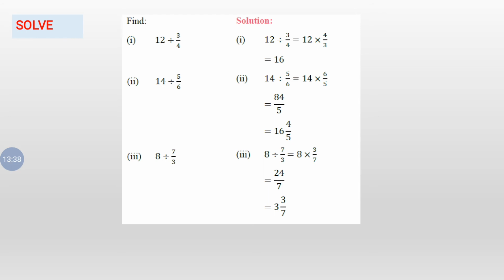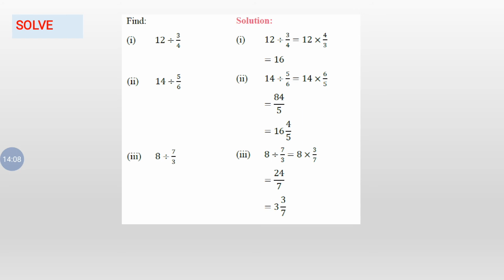14 divided by 5 by 6. Already you know that the denominator is considered as 1, so 14 by 1. That is the first fraction, divided by 5 by 6. So 14 by 1, change the symbol, division into multiplication. 5 by 6 is a reciprocal of 6 by 5. So product of the numerators divided by the product of the denominators: 14 6s are 84 by 5.